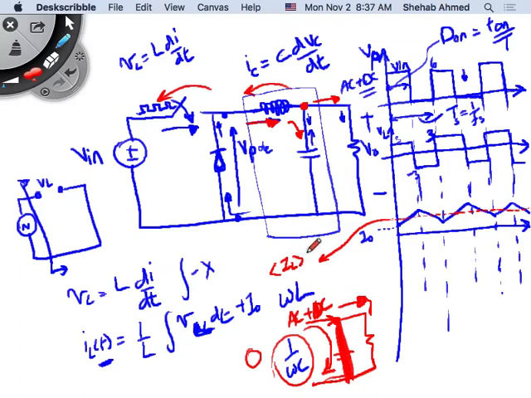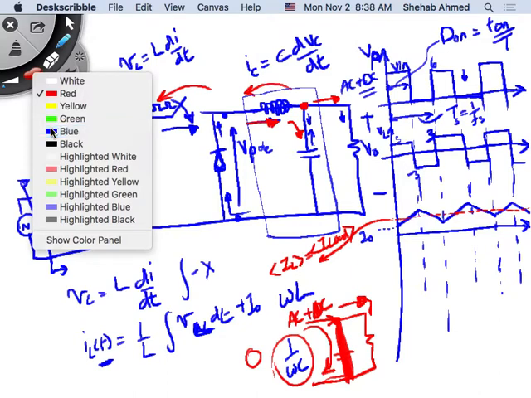So what is the average value of inductor current? It's equal to the average value of load current, I load average, right? So the average value of inductor current is equal to the average value of load current, and that's going to go straight to my resistive load. How about the AC component? We said it's going to go to my capacitor, right?